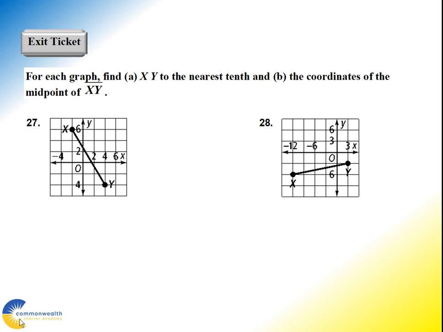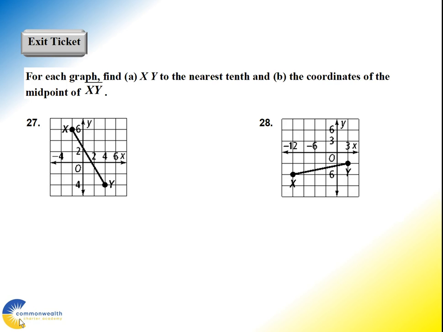Okay, for today's exit ticket, the two questions were pretty straightforward because these are just using the basic formulas here. You're asked to find the length of xy, so you're going to use the distance formula for that, and then you're asked to find the coordinates of the midpoint. So you're given the two endpoints, and you're asked to find where the midpoint is.